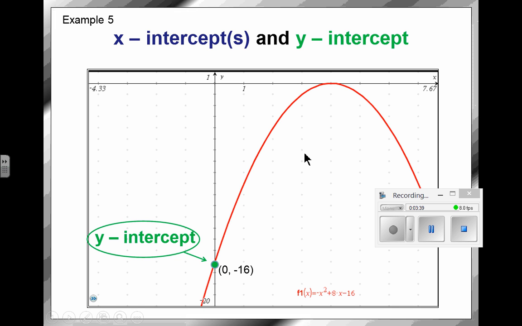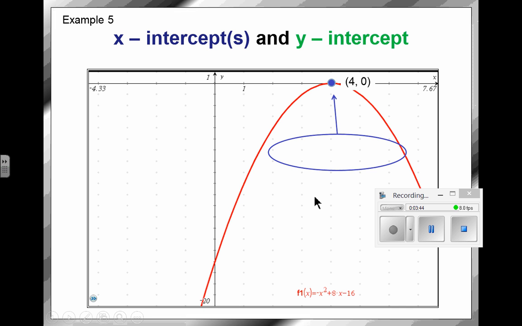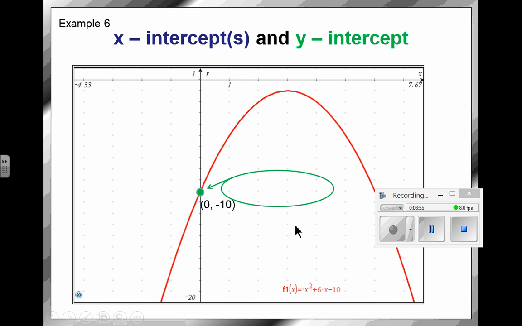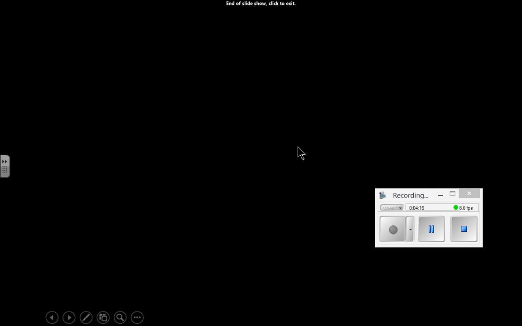Here are some other examples of y-intercepts on parabolas. There is a vertex there, and the vertex happens to also be one of the solutions, an x-intercept as well, and it's on your axis of symmetry. And here's another one where you have a y-intercept, but look at this. This particular parabola never hits the x-axis. So there are no roots to this quadratic. The axis of symmetry goes through the vertex.